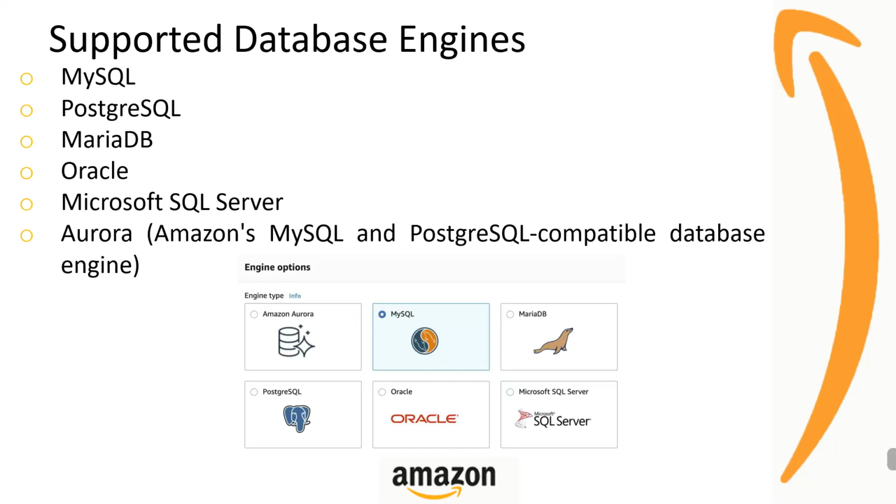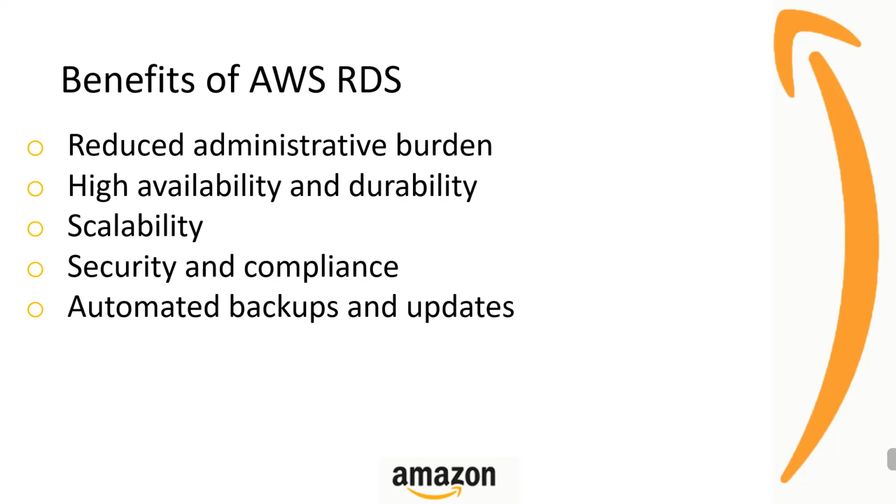You can see the diagram of Aurora. Amazon Aurora is the own database of AWS, right? And MySQL, MariaDB, PostgreSQL, Oracle, right? Then go next. Benefit of AWS RDS, right?